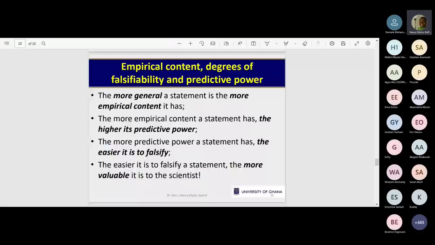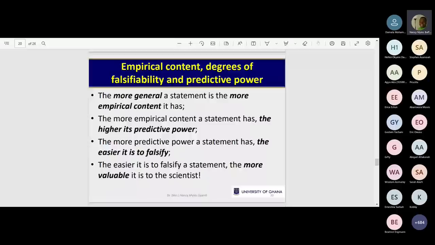So empirical content, degree of falsifiability and predictive power. What is the connection? If the statement is a universal generalization, it will have more empirical content than the others, in that order I've shown. It will have more than the statistical one. And the statistical also has more than the verifiable one, the particular statement. As for the pseudo-scientific statement, it's empty. There's nothing inside. It's a tautology because it's not falsifiable.